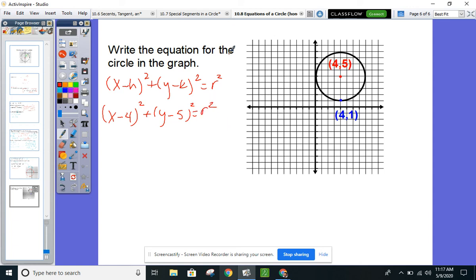So our radius, let's figure that out. The radius is the distance from the center to a point on the circle. Well, these are right above each other, so count: 1, 2, 3, 4. So our radius is 4. We plug in the 4 right there. We get the equation (x minus 4) squared plus (y minus 5) squared equals 4 squared.